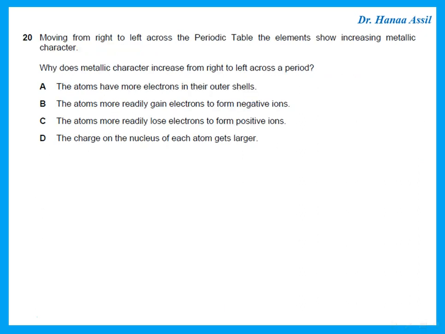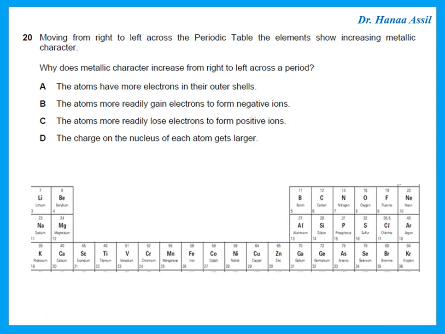Moving from right to left across the periodic table, the elements show increasing metallic character. That is right. Remember, he's moving from right to left. That means, for example, from group 7 to group 1. So the metallic character increases. That's correct.